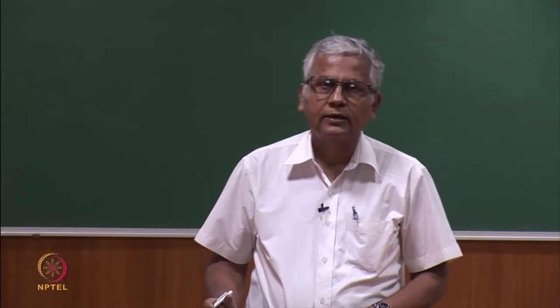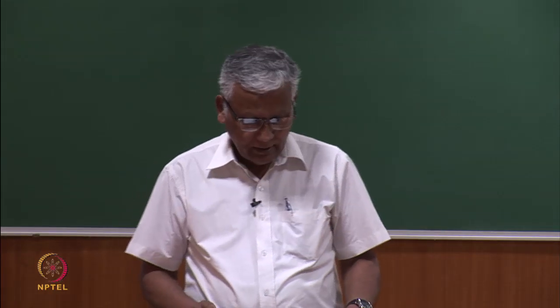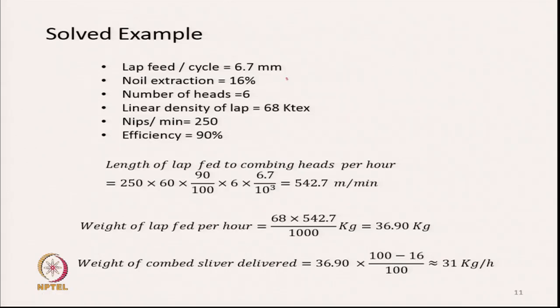Now, here we are taking an example. Let us say lap feed per cycle is 6.7 millimeter. Per cycle basically means per nip, meaning the same thing. Noil extraction is 16%, number of heads are 6, linear density is 68 kilotex, nips per minute or the speed of the machine is 250 and efficiency let us say 90%.